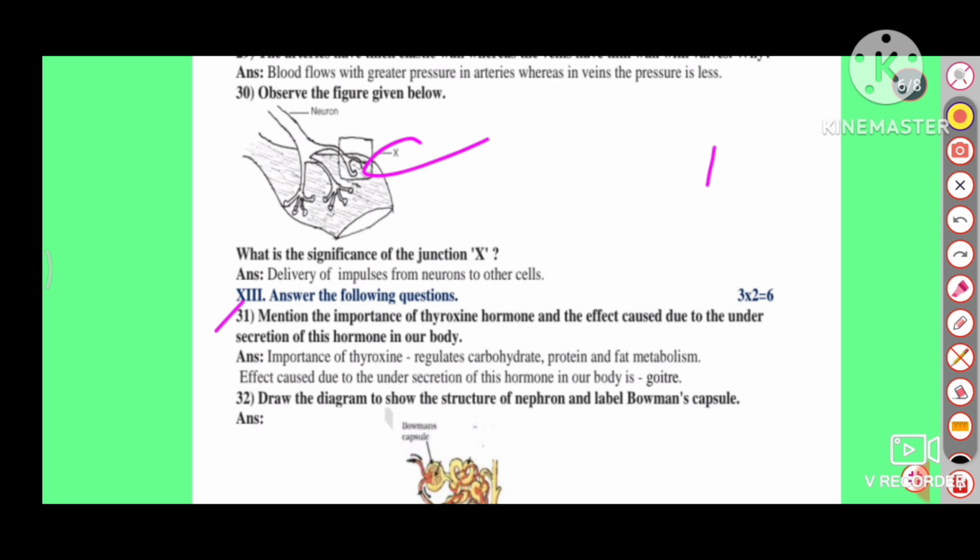Answer the following questions. Question: mention the importance of thyroxine hormone and the effect caused due to the under secretion of this hormone in our body. Importance of thyroxine: it regulates carbohydrate, protein, and fat metabolism. Effect caused due to the under secretion of the hormone in our body: goiter.